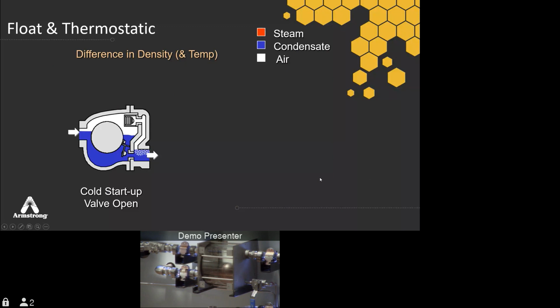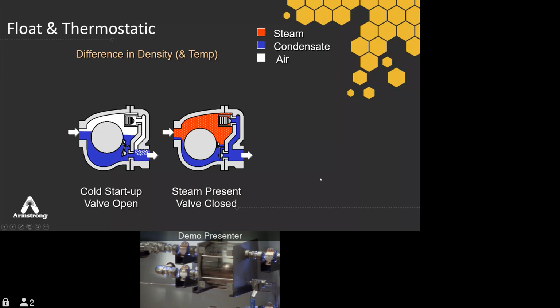So at this point, everything's relatively cool, so our bellows will be contracted, which means our valve is going to be open, allowing the air to pass through and go to our discharge line. Then we'll start to see steam entering the trap. That's going to heat up that element, causing it to expand and close off. So we're not venting any steam to our discharge line at this point. And over time, that steam in the body will start to condense from radiation heat losses. Eventually, it'll end up going out the orifice at the bottom.